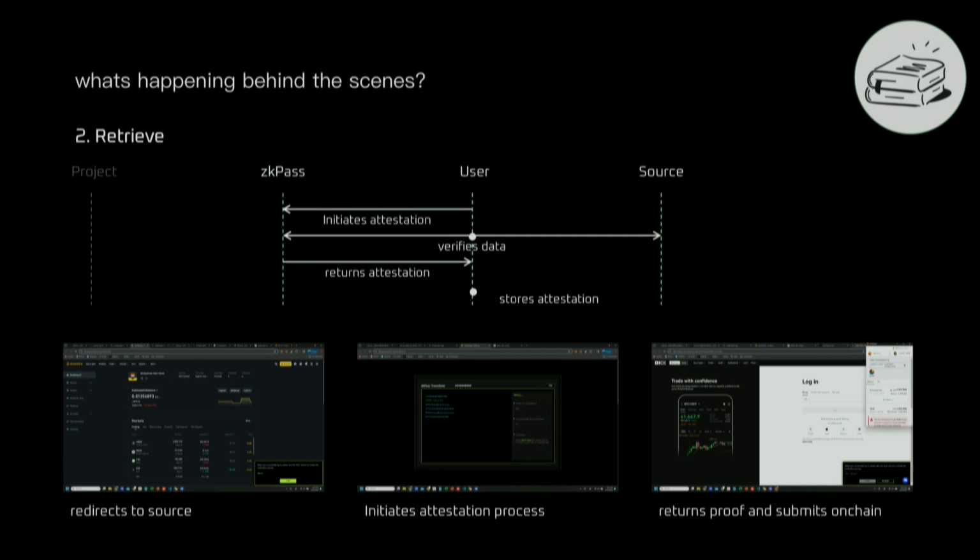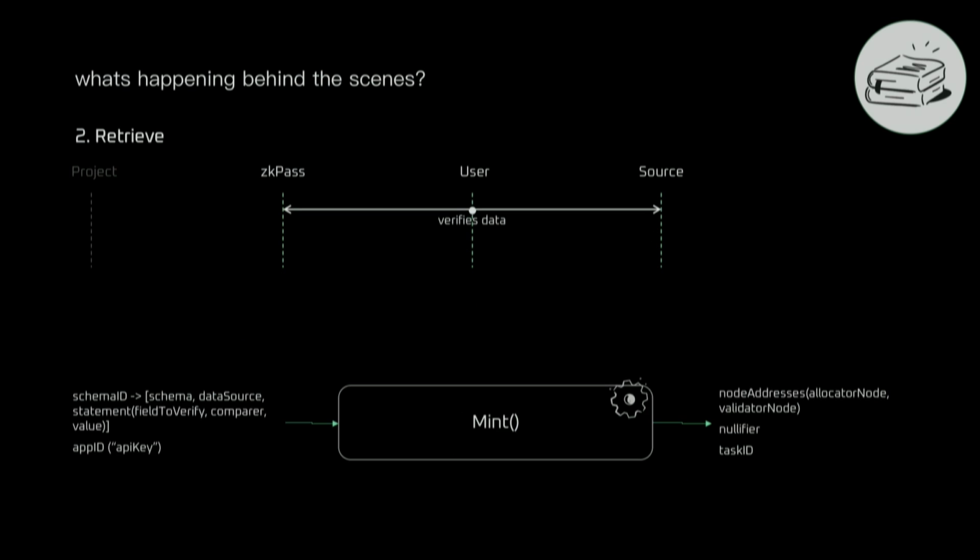The retrieval of private data and the verification process is conducted between three parties: the zkPass node, the user, and the data source. The technicalities of our system would take too long to discuss in this workshop, so our SDK carefully abstracts them away from the builders. If you're interested in how our protocol works behind the scenes, feel free to read our white paper on our website.